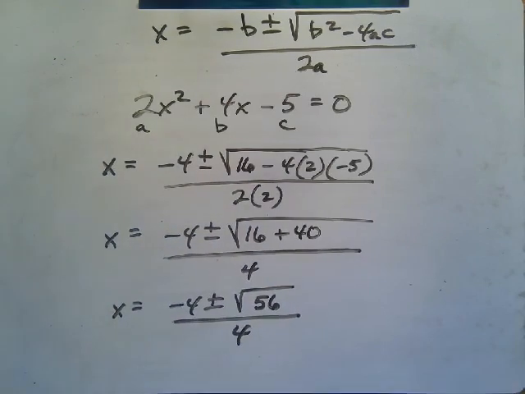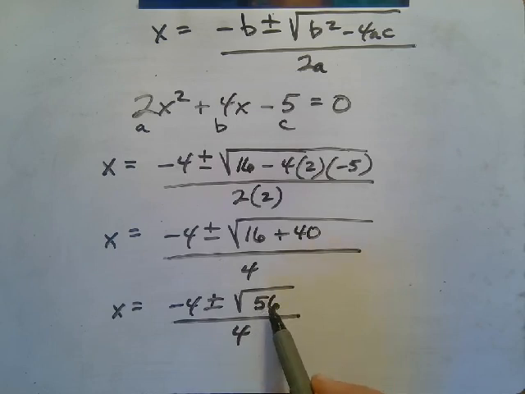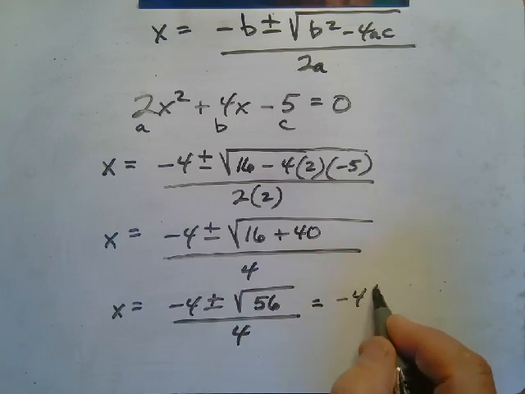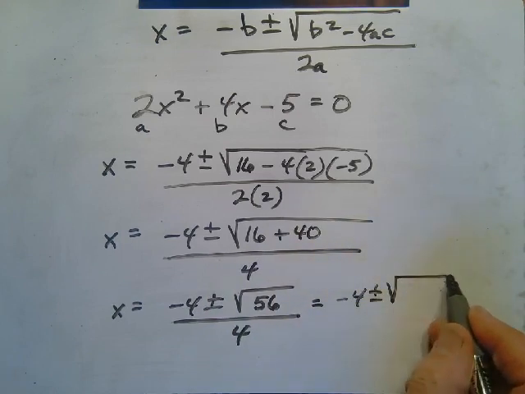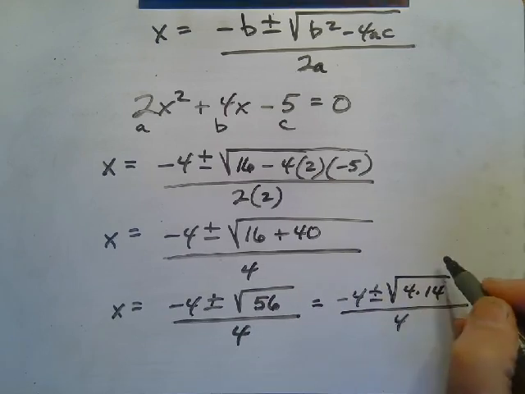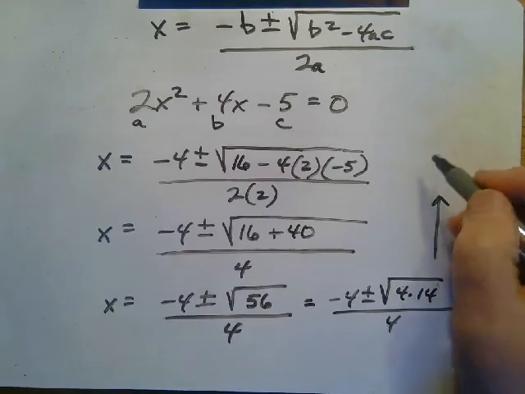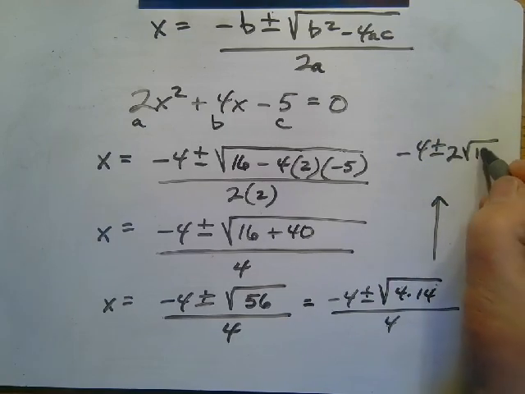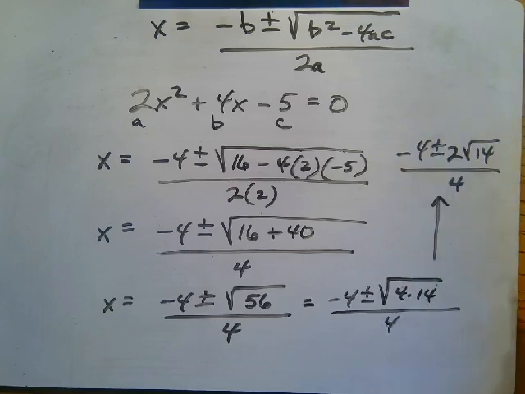Now you can see here that we're going to end up with an answer that does not have a rational number because this is not a perfect square. Now I can simplify this. Let's see. 56 has a perfect square factor in there. That would have the square factor of 4 times 14, I think. 4 is a perfect square factor. And so I'm going to have to move up here now. So I end up with negative 4 plus or minus the square root of 4 is 2 root 14 all over 4.